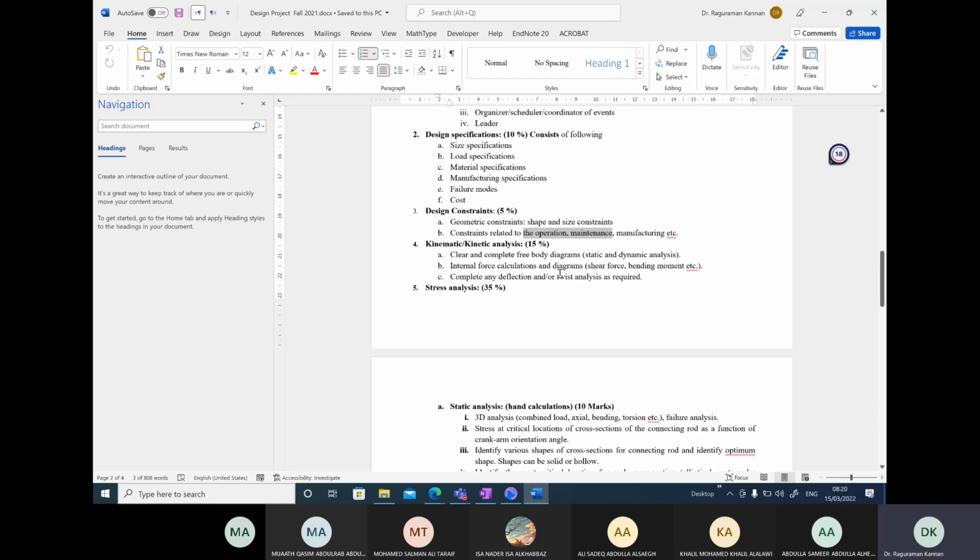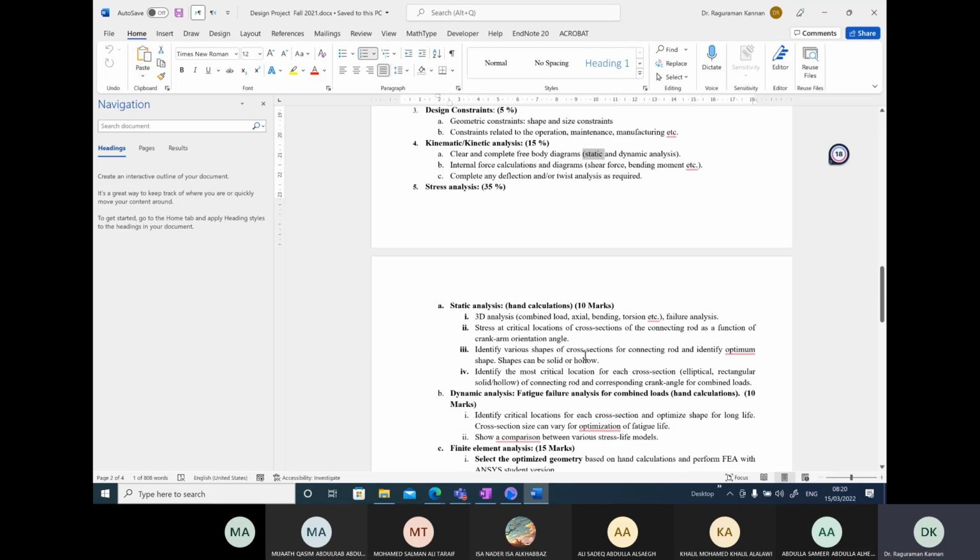In order to figure out even static analysis at certain positions, by doing this kinematic and kinetic analysis, you will realize at certain positions the connecting rod has maximum forces acting on it. At that particular state, you can do some kind of static analysis. To do static analysis, you have to know in which position the forces are maximum, etc. So you will have to do static analysis.